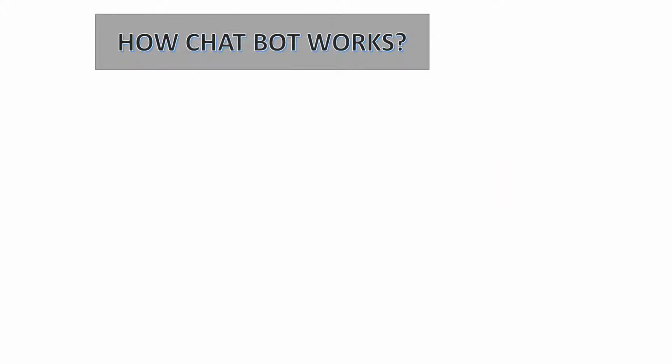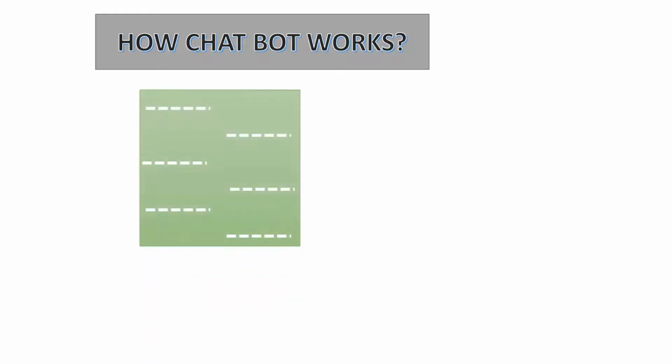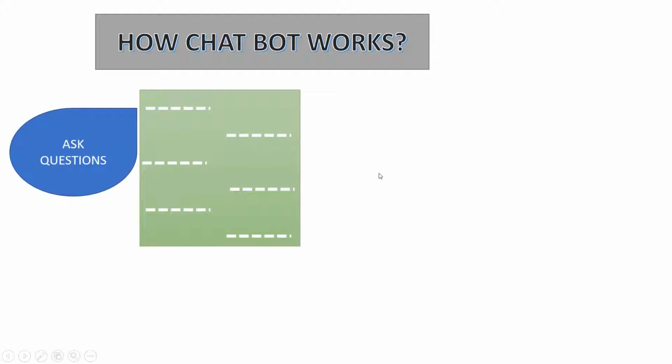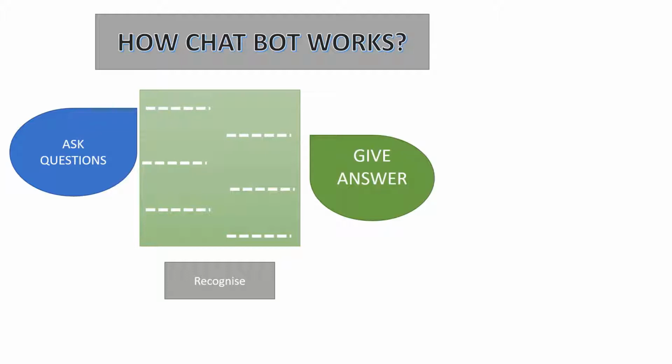So first of all, we need to understand how a chatbot works. Basically, this is our chatbot, and at the left side I had marked some lines for questions, and at the right side I had marked some dotted lines for the answers. Suppose you ask any question to your chatbot. First of all, it will recognize your question, like what is your question, and it will give your answer accordingly.